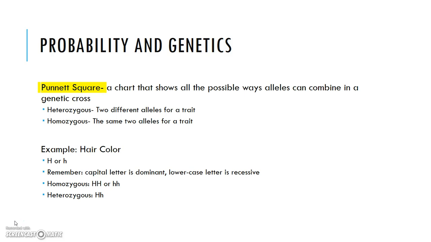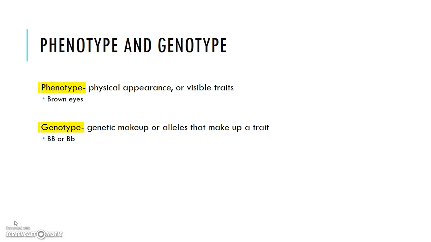And then we have homozygous, which means you have the same 2 alleles for a trait. So you're going to either have 2 dominant alleles, or 2 recessive alleles. And remember, we use capital letters as dominant and lowercase letters as recessive. So a capital H or a lowercase h. So homozygous would be either 2 capital H's or 2 lowercase h's, and heterozygous is 1 capital H and 1 lowercase h.